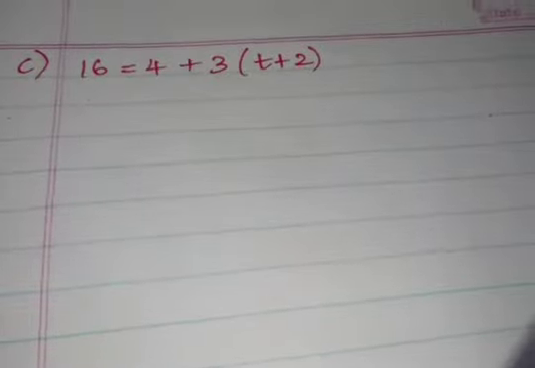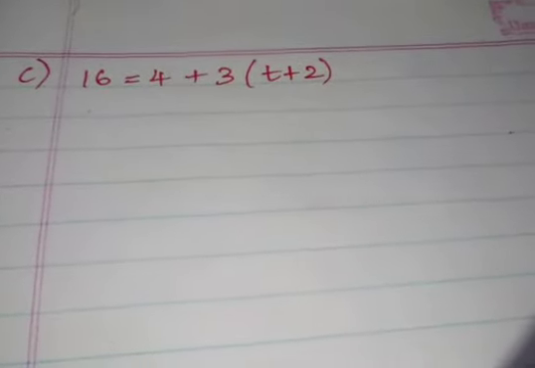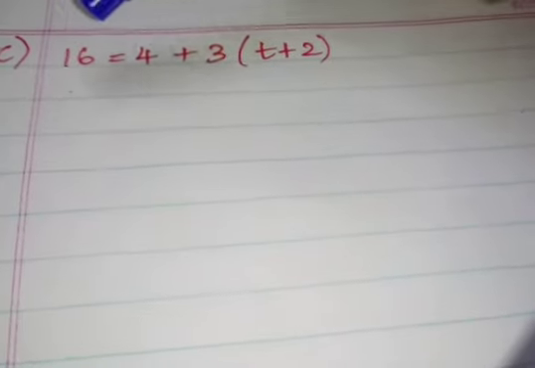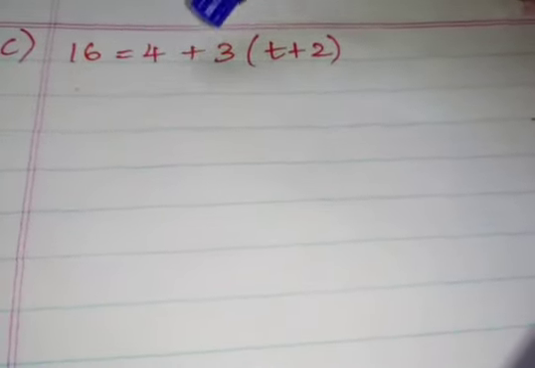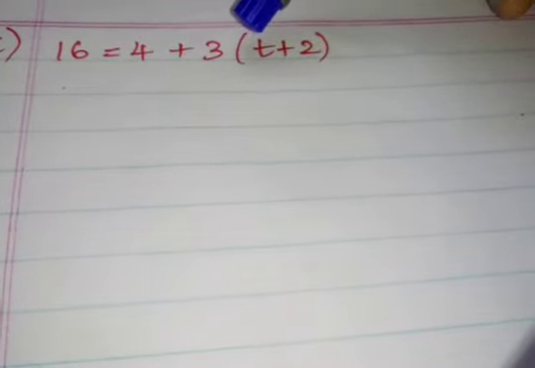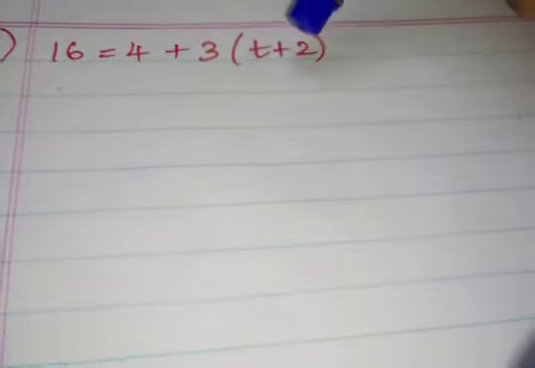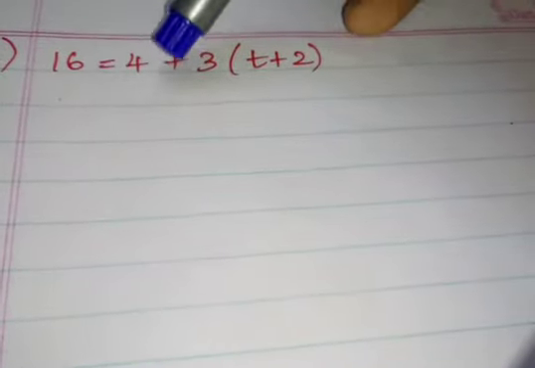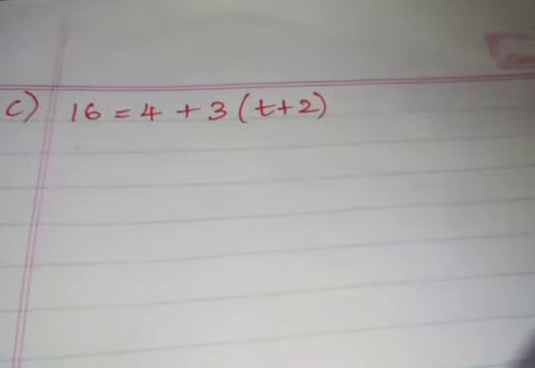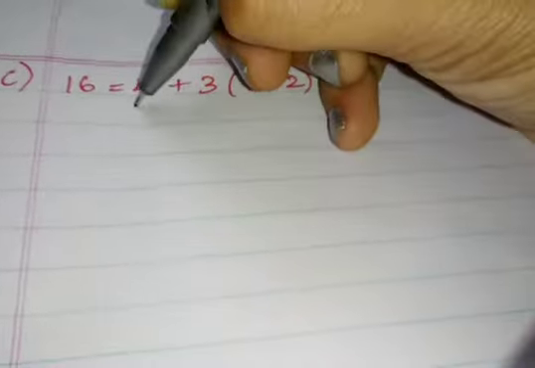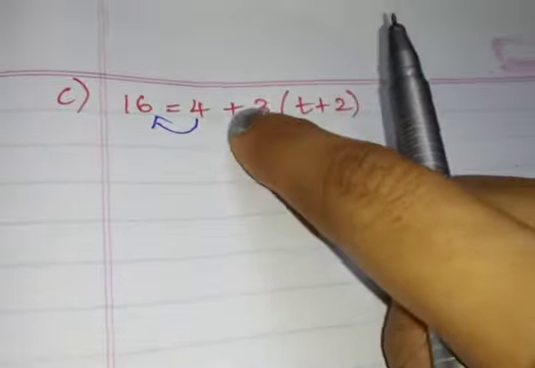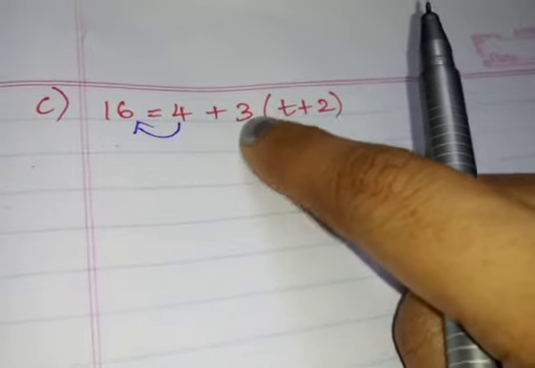It is somewhat different when compared to the previous problem, but it is easy. See, 16 is equal to 4 plus 3 into (t plus 2). Actually, this 3 is multiplied for both t as well as 2, but this 4 is addition. So first I should separate it. I should shift this 4 to the other side. This 4 is added, but this 3 is multiplied.